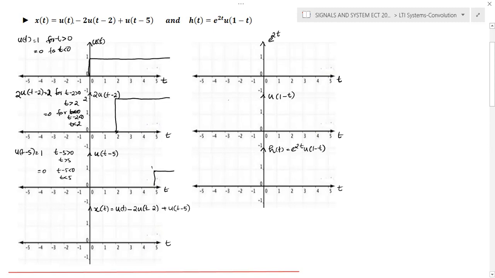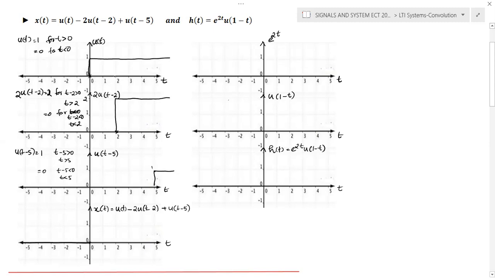Now we need to perform the operation u of t minus 2u of t minus 2 plus u of t minus 5. So we need to add the different signals. Then you will get x of t. If you observe the first signal, the non-zero magnitude starts from 0 onwards. So from minus infinity to 0, the first signal magnitude is 0, the second signal is also 0, and the third signal is also 0. If you perform first signal minus second plus third, you will get 0, because all the signals have 0 amplitude.